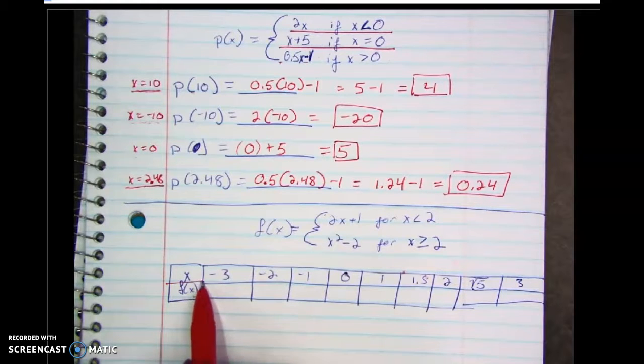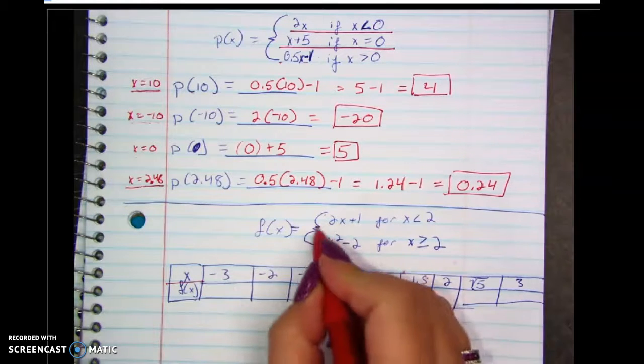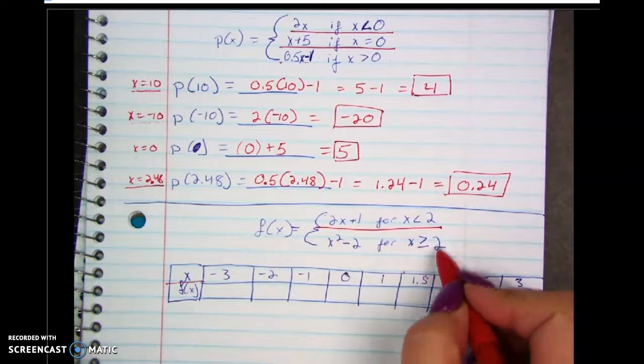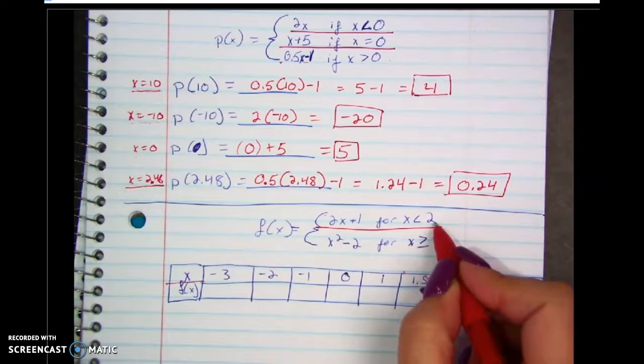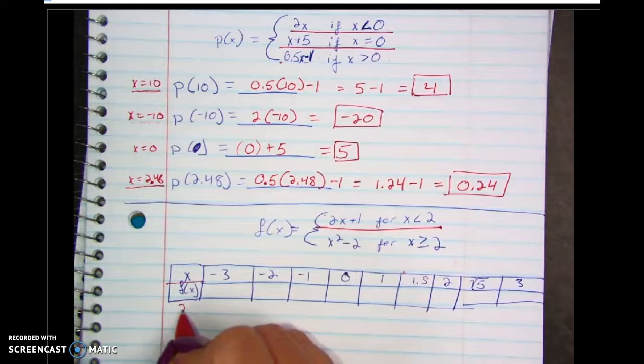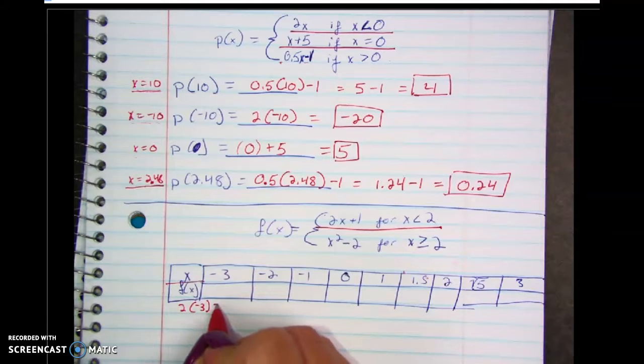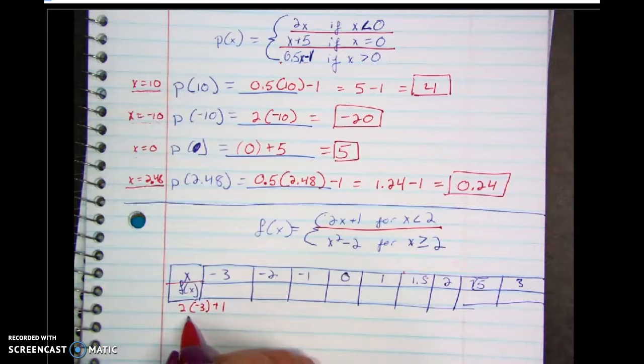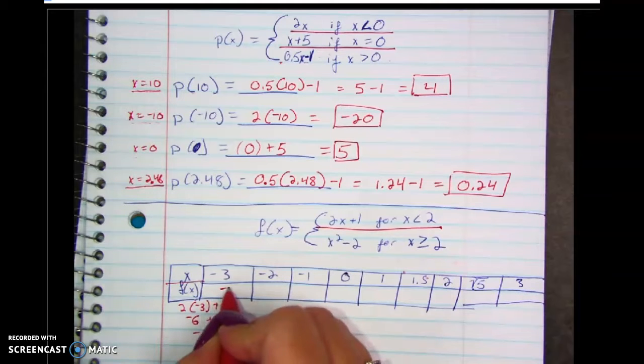So if x is negative 3, where does it fit here? Well, negative 3 is less than 2, so I'm going to use this one. So it would be 2, and where x is, I put negative 3, plus 1. Well, 2 times negative 3 is negative 6, plus 1 would be negative 5.